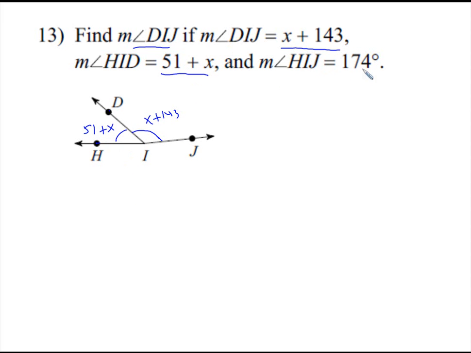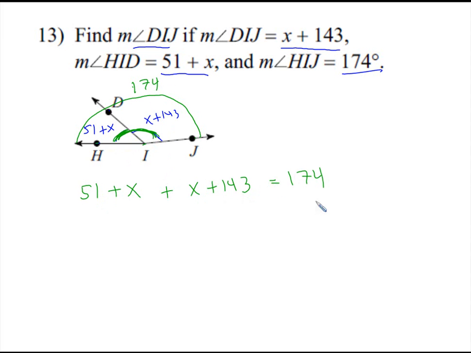And then they also tell us HIJ is 174. So angle HIJ, so we're talking about this whole angle, right? This is angle HIJ, this is telling us is 174. So if we set up an equation to solve for x, if we add these two angles together, if we take this angle and add it with this one, it'll give us this whole angle. So the whole angle we know is 174. So 51 plus x plus 143 is going to equal 174.